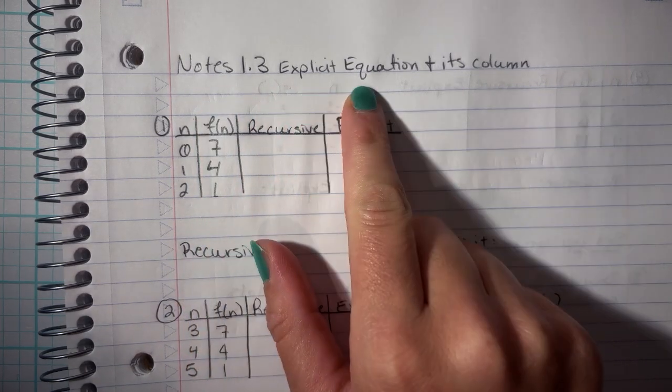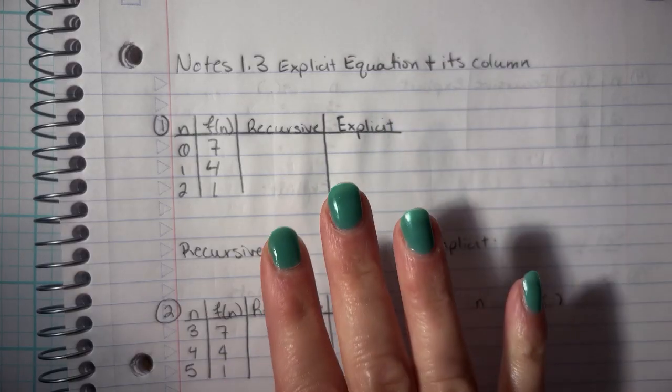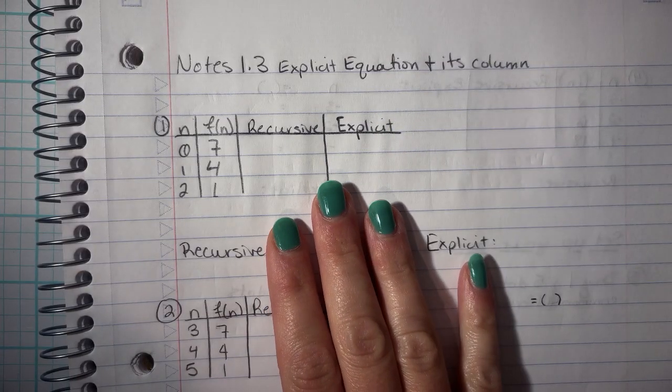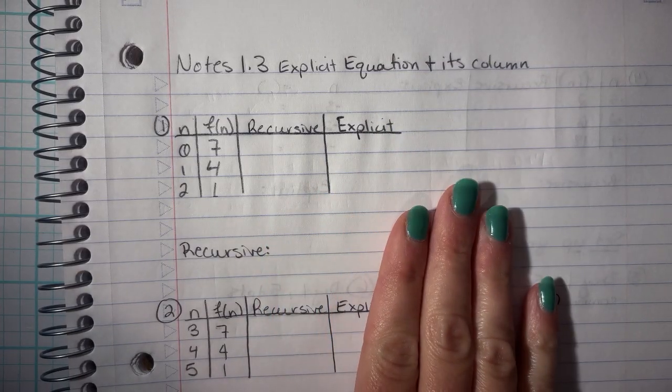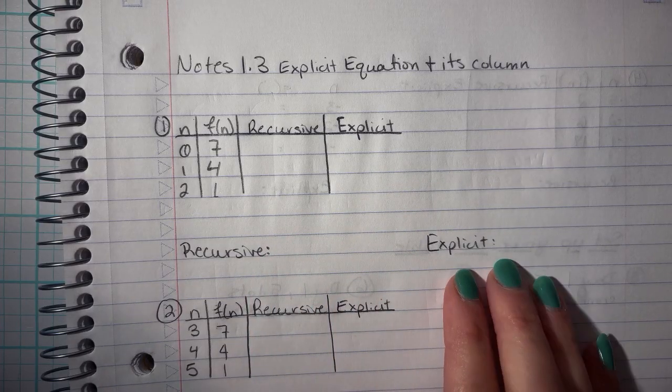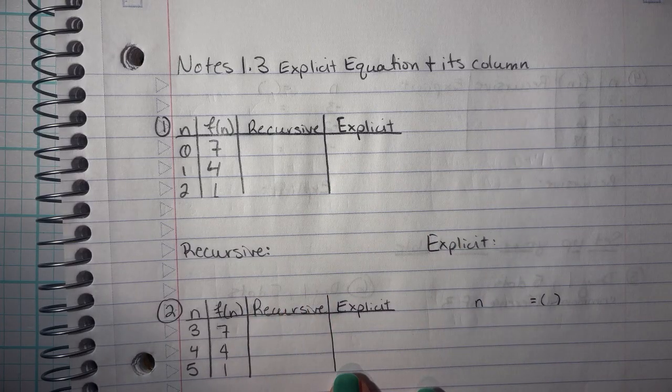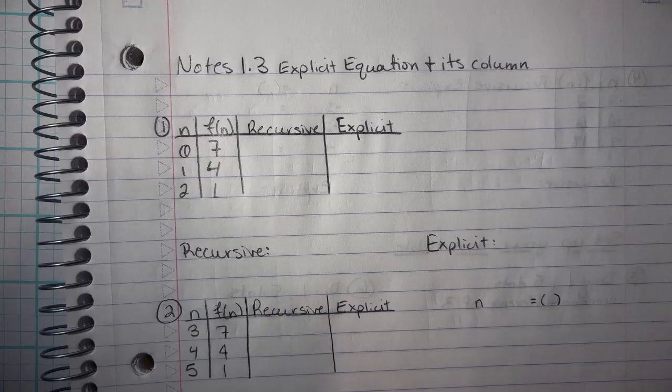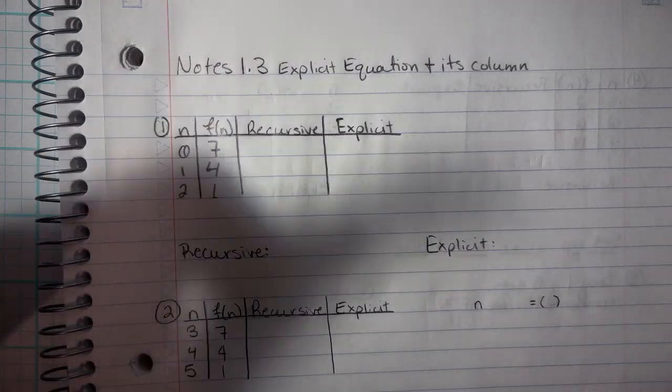This is the explicit equation and its column. So we're going to learn another equation we can write, like how we did yesterday. We learned about the recursive, and today we're going to learn about the explicit. There is quite a bit to write, so you will have to pause the video quite a bit, but I'm going to get into it so that we're not taking 600 years to make this video.